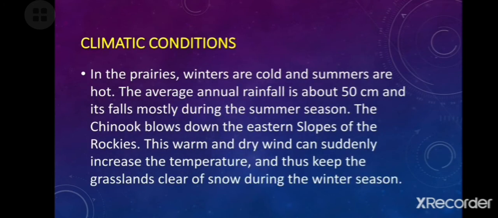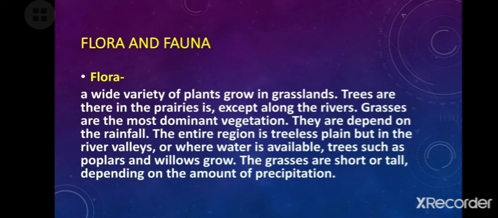Climatic conditions. In the prairies, winters are cold and summers are hot. The average annual rainfall is about 50 centimeters and it falls mostly during the summer season. The Chinook blows down the eastern slope of the Rockies. This warm and dry wind can suddenly increase the temperature and thus keep the grassland clear of snow during the winter season. Flora and fauna.